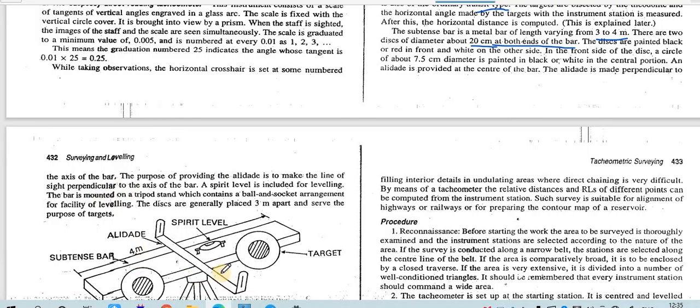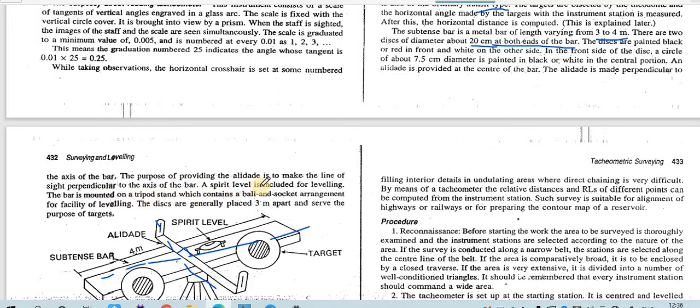Perpendicular means a 90-degree angle is made with the axis of the bar. That means this angle and this angle should be perfectly 90 degrees. The purpose of providing the alidade is to make the line of sight perfectly perpendicular to the axis of the bar. In surveying we need to keep the line always perpendicular for better calculation. The spirit level is also provided in order to make the instrument perfectly level.